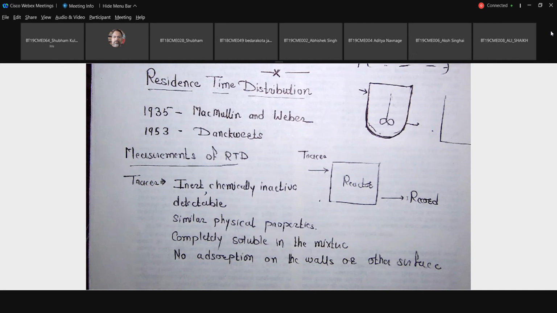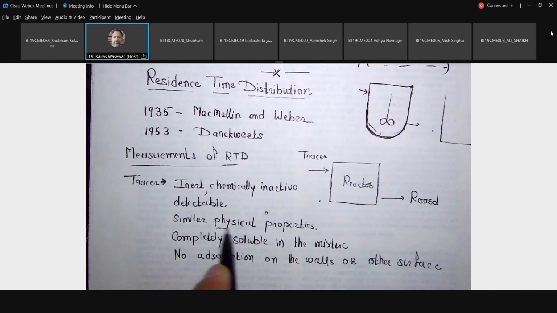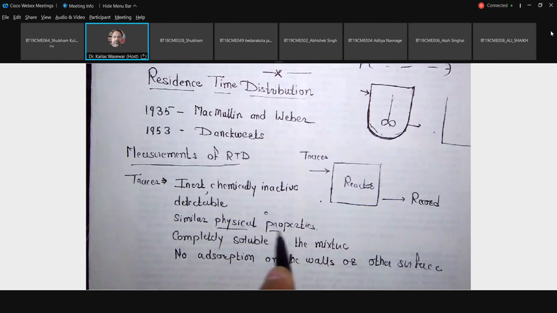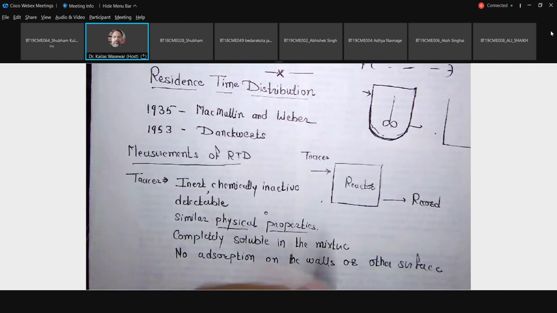Yeah, similar physical properties. That means density and viscosity should be similar to the fluid which is present in the reactor. When we talk about similar physical properties, the properties of this particular tracer should be similar to whatever fluid is present in the reactor or reaction mixture. Density, viscosity. Okay.